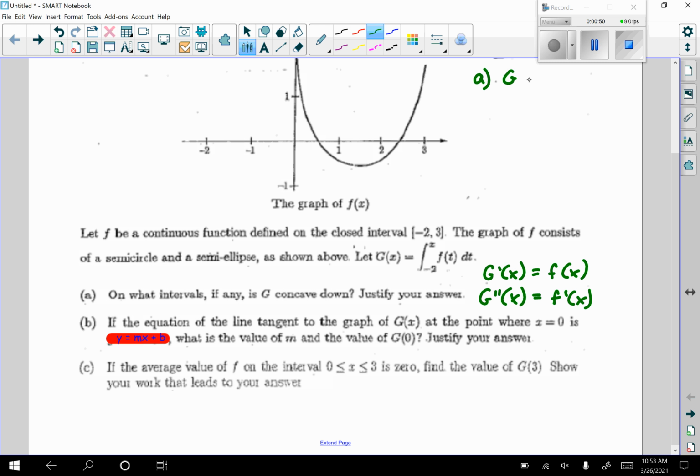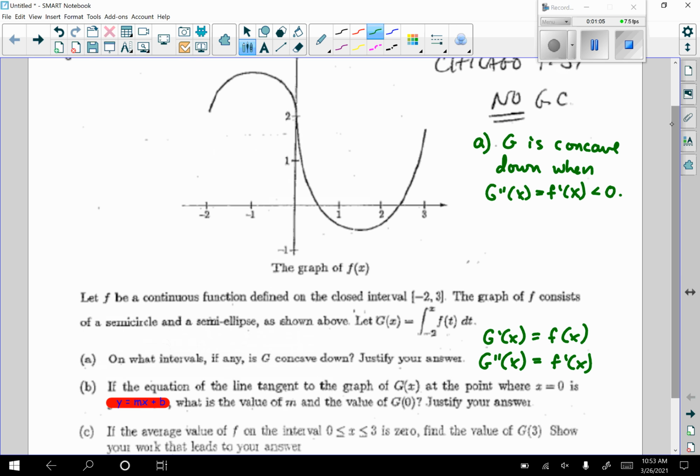So we know, again, g is concave down when g double prime of x, which is equal to f prime of x, is negative. How does this relate to the graph, or how do we read the graph for this? We're looking for tangent lines with negative slopes. So our tangent lines start to have negative slopes from x equals -1, and it looks like halfway between. So this occurs from -1 to 1.5, or 3/2 here. Or you could write an inequality.